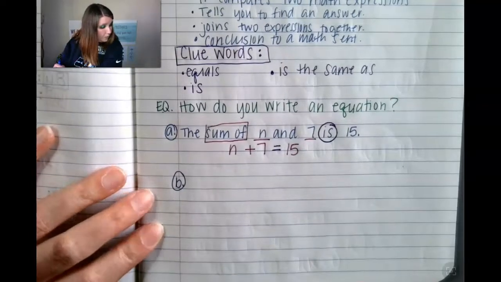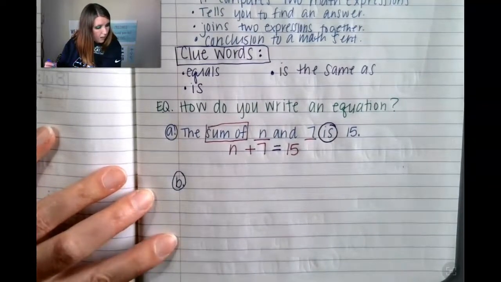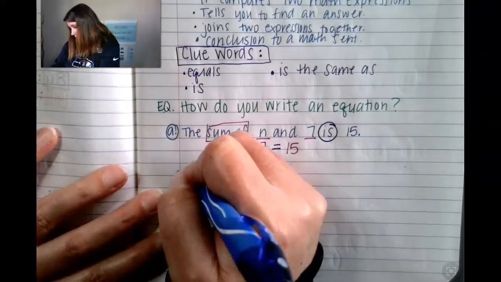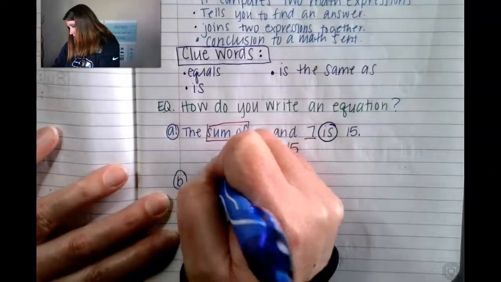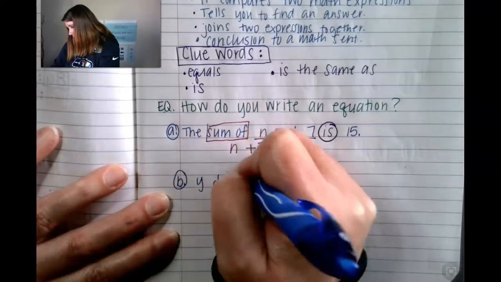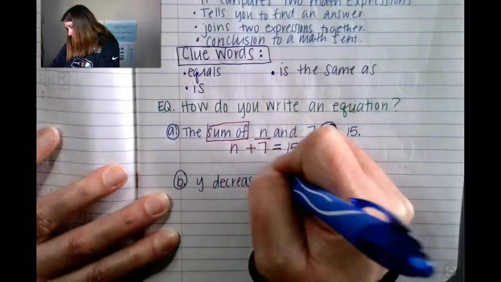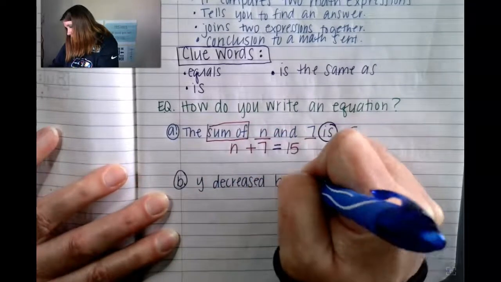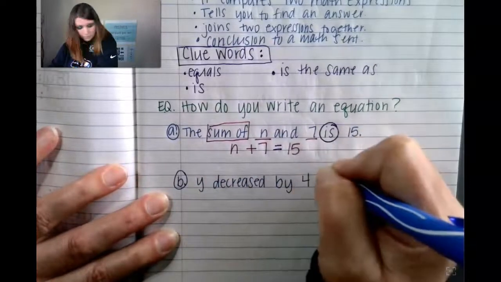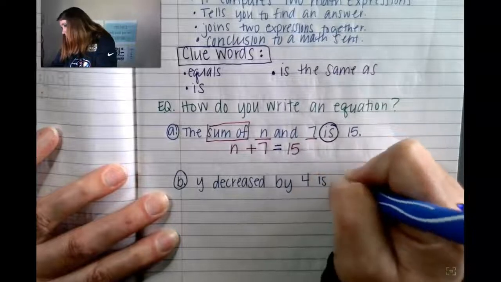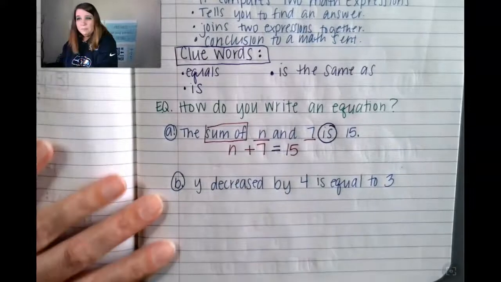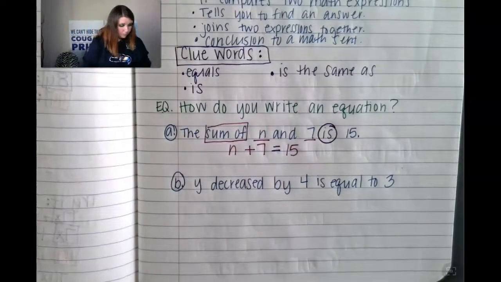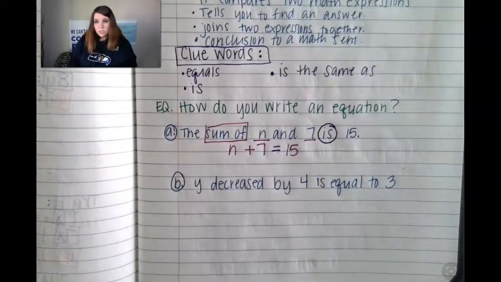Okay, a number y decreased by 4 is equal to 3. Okay, y decreased by 4 is equal to 3.